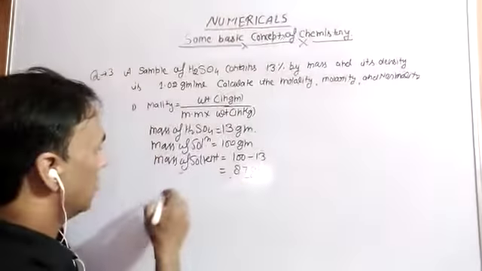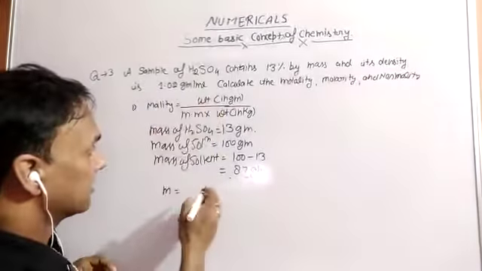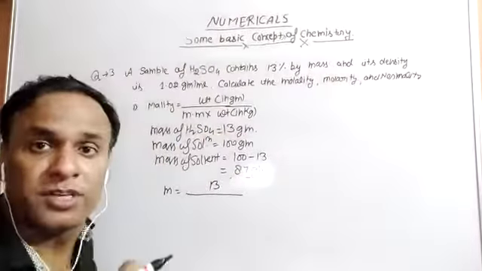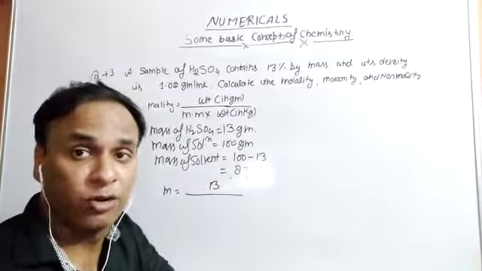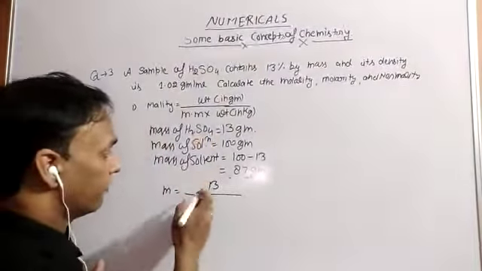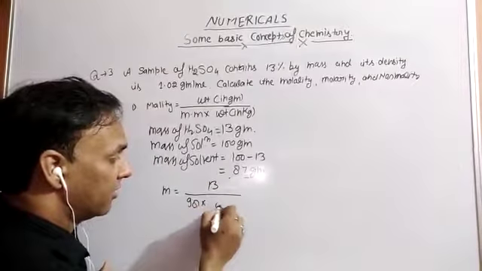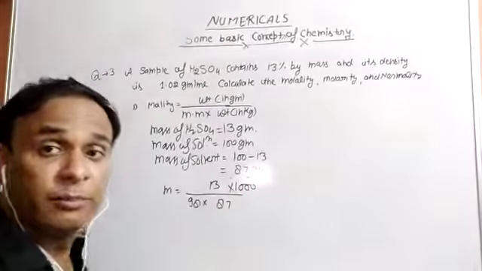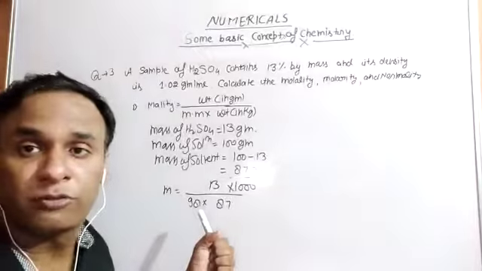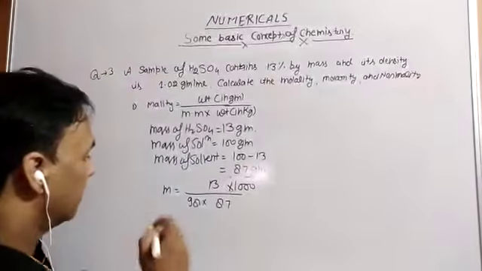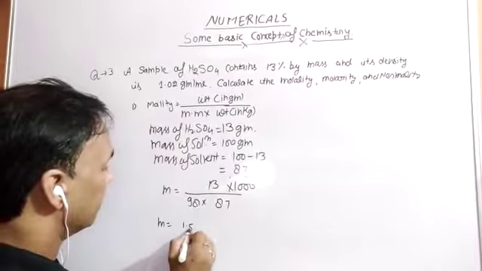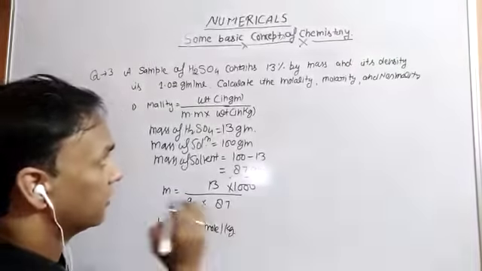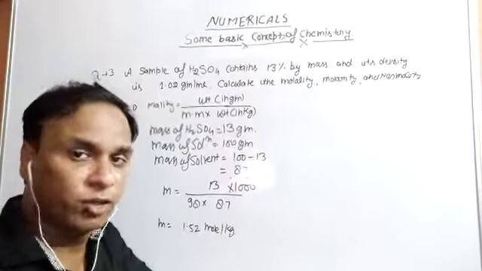Listen, molality small m, weight of solute is 13 gram H2SO4. Molar mass of H2SO4: atomic mass of hydrogen is 1, sulfur 32 and oxygen 16. So the molar mass of H2SO4 is 98, and 87 divided by 1000. Why? Because in molality the amount of solvent is expressed in kilogram. Now the molality is approximately 1.52 mole per kg. This is the molality of solution.